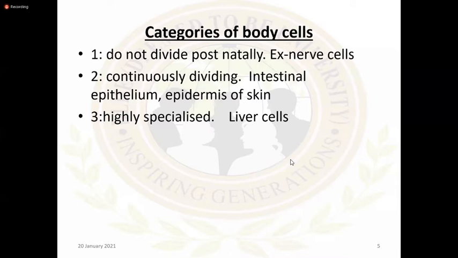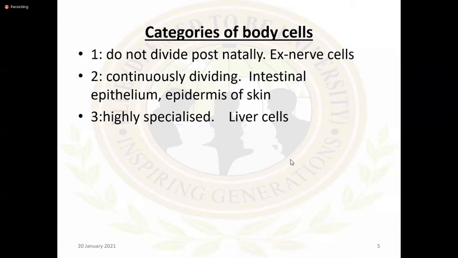Nerve cells, they don't divide. Then the second category of cells, they continuously divide. Because of wear and tear in the body, you need to replenish the cells there. For example, the intestinal epithelial cells, and even the epithelial cells of the stomach, have a cell cycle of about 4 to 5 days, maybe 7 days. They go on dividing to give rise to newer cells.